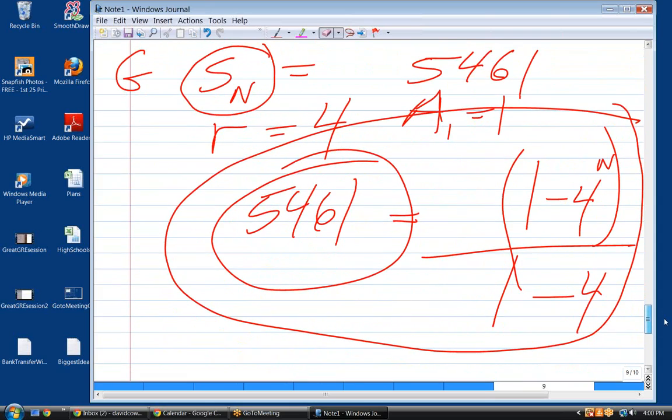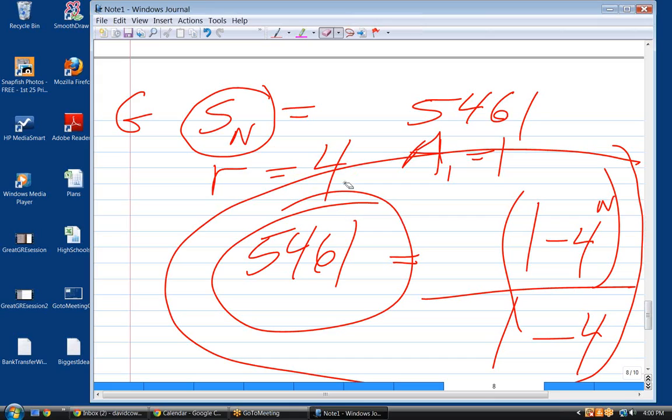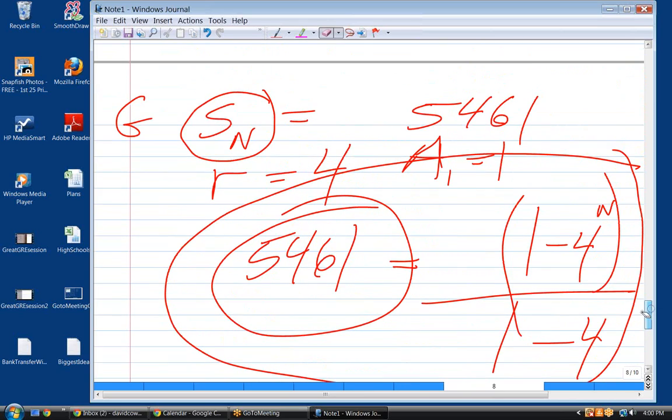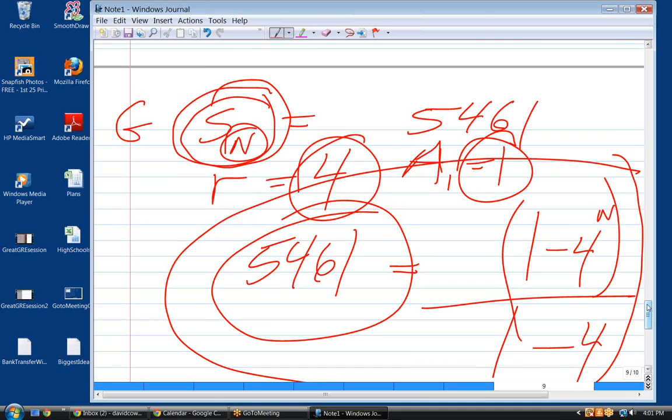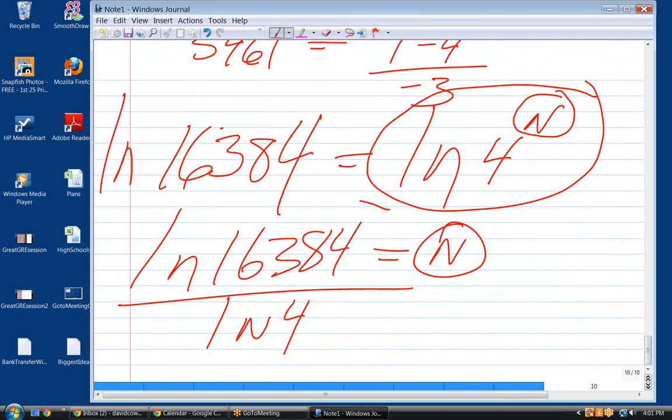In other words, the question was, what was the number of terms, right? Since they gave you the sum, the only thing we didn't know was what is n. So the question must have been: if the sum is equal to 5461, and the common ratio is 4, and the first term is 1, how many terms are in this sequence? Well, that's the answer.